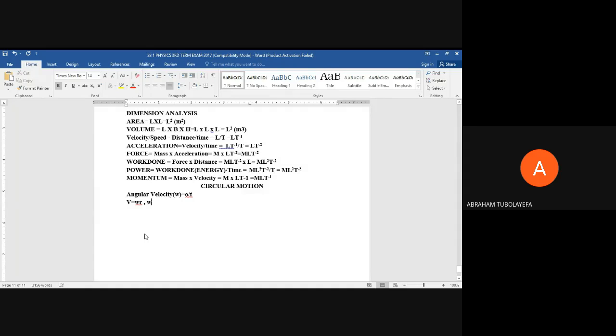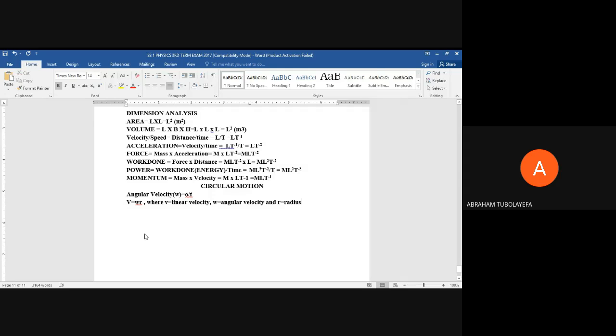where V represents the linear velocity, W, of course, represents the angular velocity, and R represents the radius of the circular motion. Okay, so if for example you are told to calculate the linear velocity where you are given the angular velocity and given the radius, that's the formula to use. Or you are told to calculate the angular velocity and you are not given theta, instead you are given linear velocity and given radius, that's the formula to use.